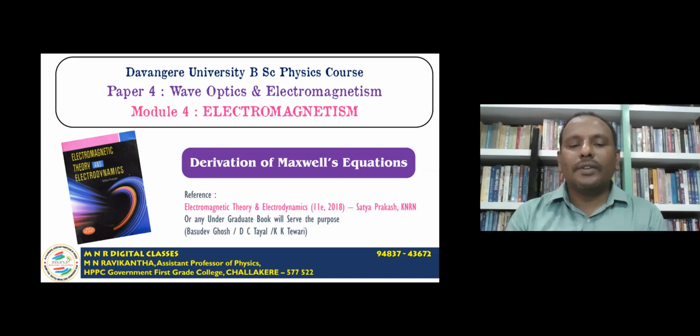In the first session on Maxwell's equation, we learned the 4 equations of Maxwell. We understood the 4 equations and the fundamental basis of those 4 equations, and also we expressed those equations in integral form as well as in differential form. And further, we understood the physical significance of each equation.